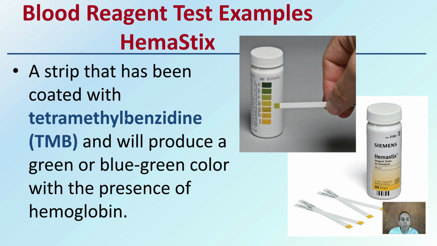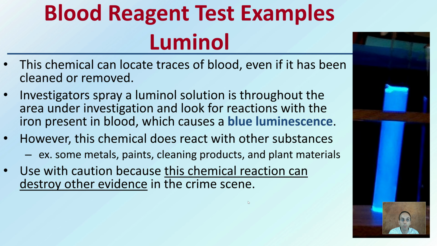We also have other blood reagent test examples. HemaStix is another one. It's a strip that's been coated with tetramethylbenzidine, and it will produce a green to bluish-green color with the presence of hemoglobin. And again, this is on the bottle; it gives you that color indication. It can be another quick way to determine whether or not the substance you're looking at is blood.